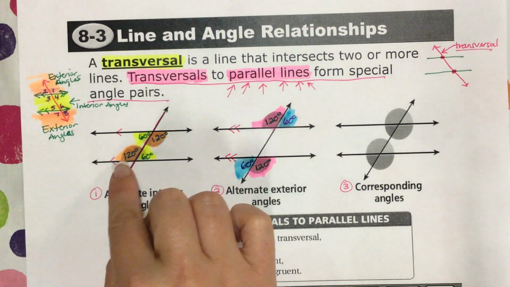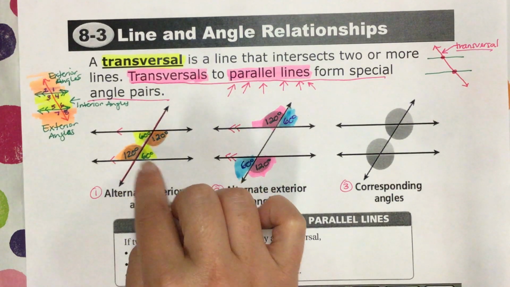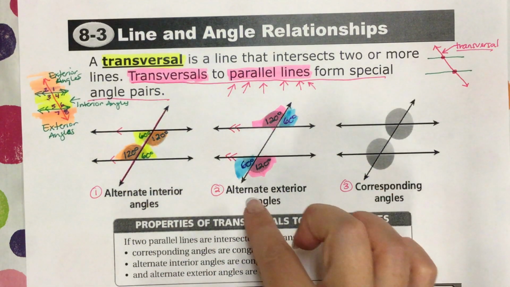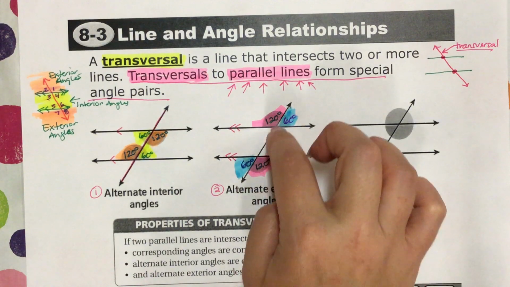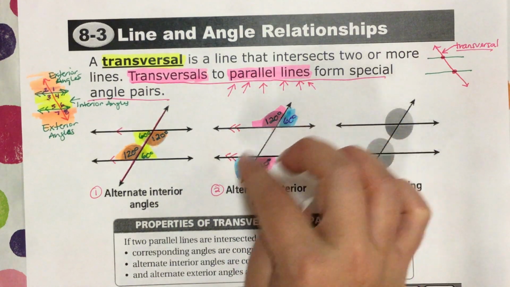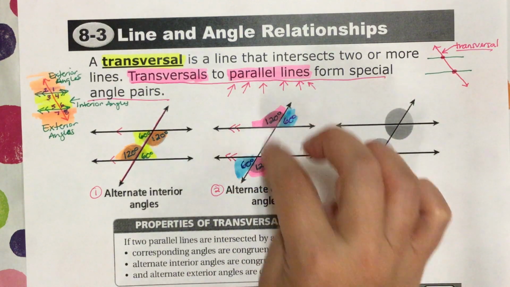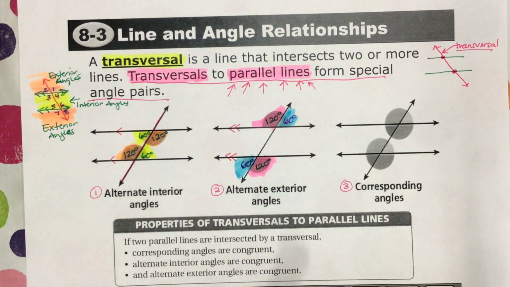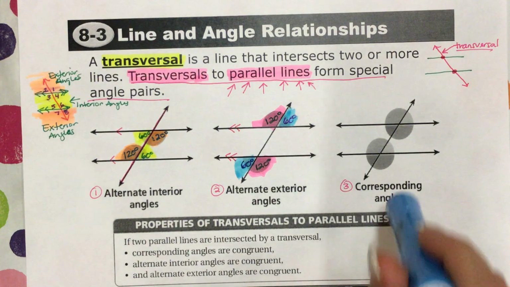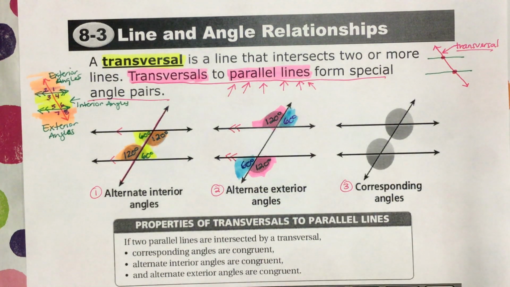So here we have alternate interior angles, which are congruent. Here we have alternate exterior. They're on the outside of the parallel lines, and they're on alternate sides of the transversal, and they are congruent. The third we're going to talk about are corresponding angles.